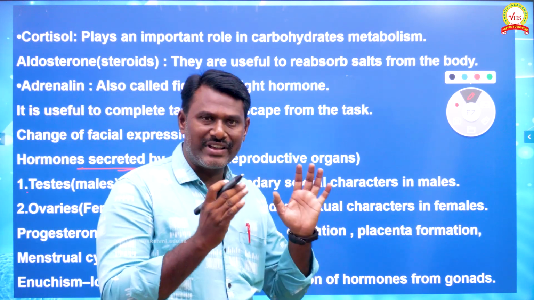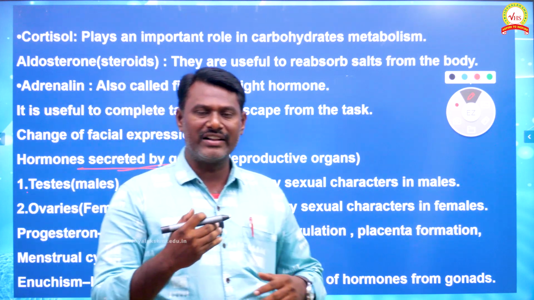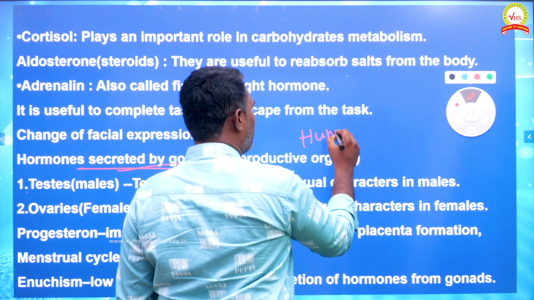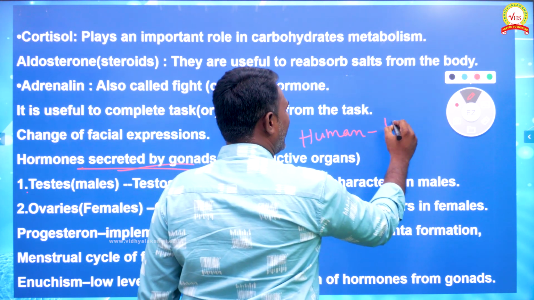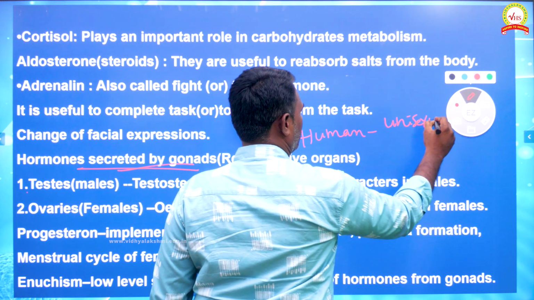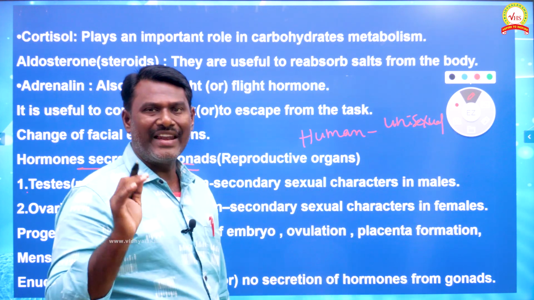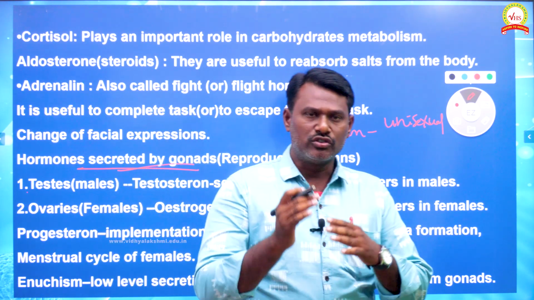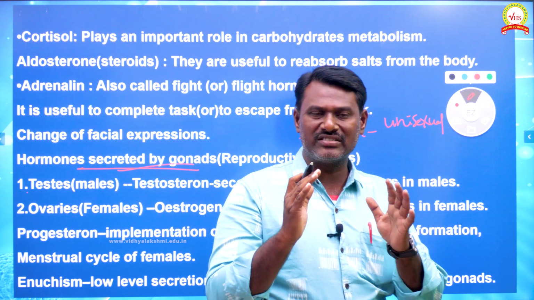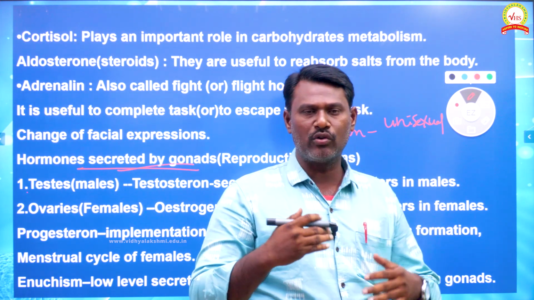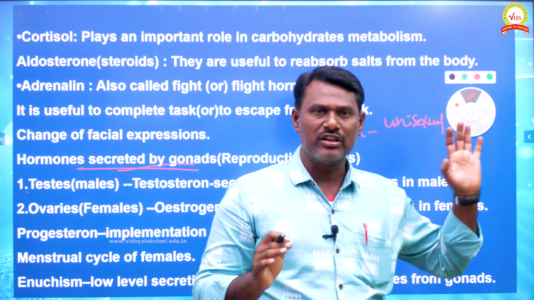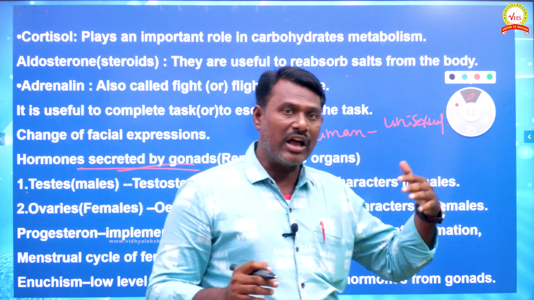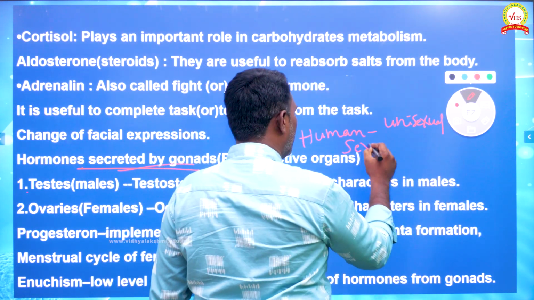Before we discuss these hormones secreted from the gonads, first let us give the conclusion that human beings are called unisexual animals. That means male and female reproductive organs are present separately. This presence of male and female reproductive organs separately is what we call unisexual organisms. That process we can call sexual distinction.